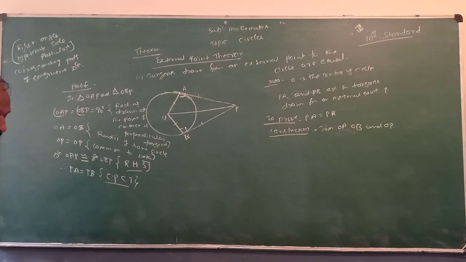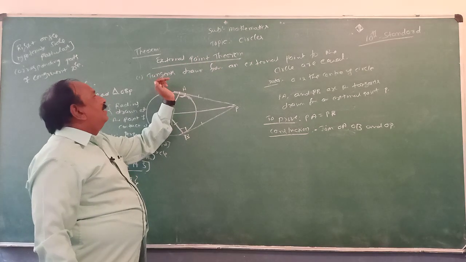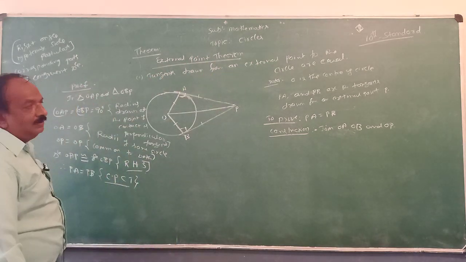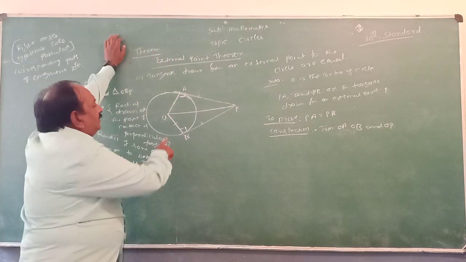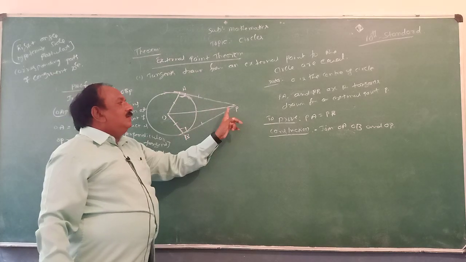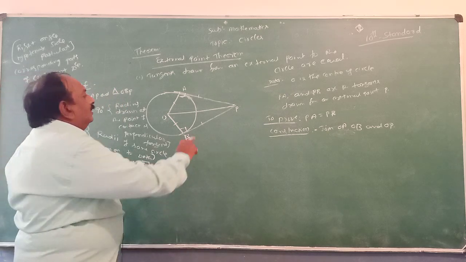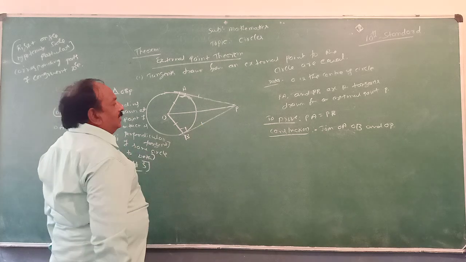State and prove the external point theorem. This is very important, students. Tangents drawn from an external point to the circle are equal. O is the center of the circle. PA and PB are the tangents drawn from the external point P. We have to prove that PA is equal to PB.